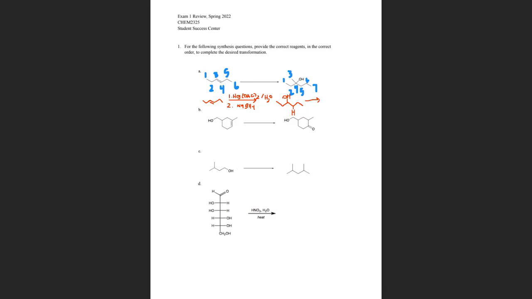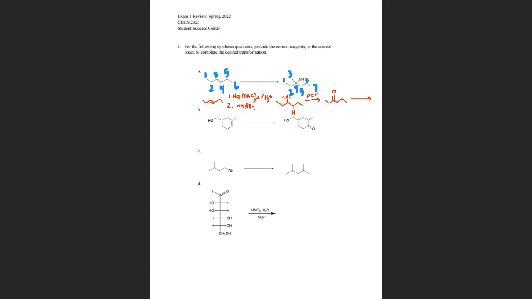And when you have a secondary alcohol, it doesn't matter if you use a strong or a weak oxidizing agent, because the product is going to be a ketone regardless. So you can use PCC, you can use Swern, any of the chromate reagents, the chromic acid reagents, in order to do that oxidation.